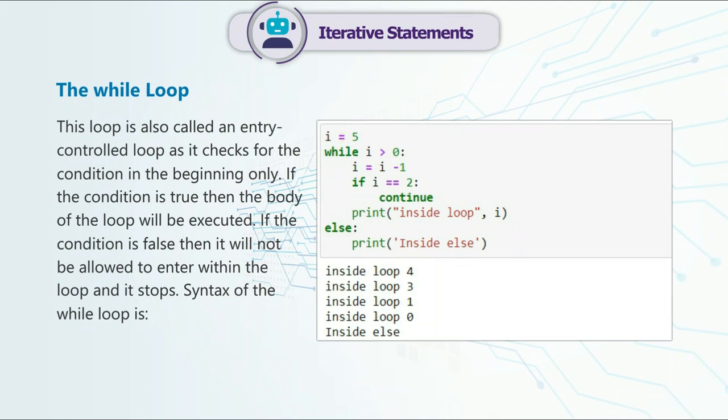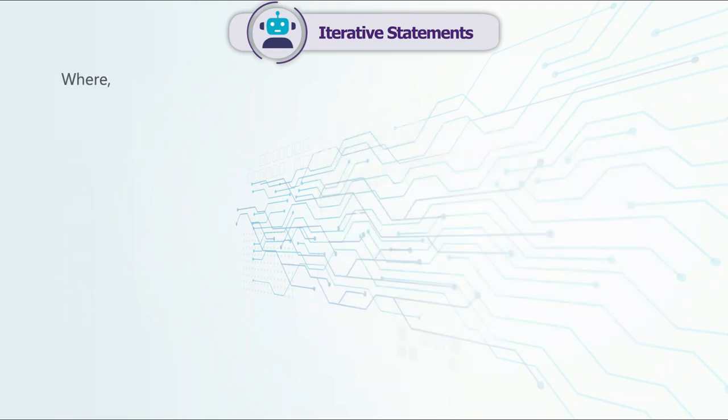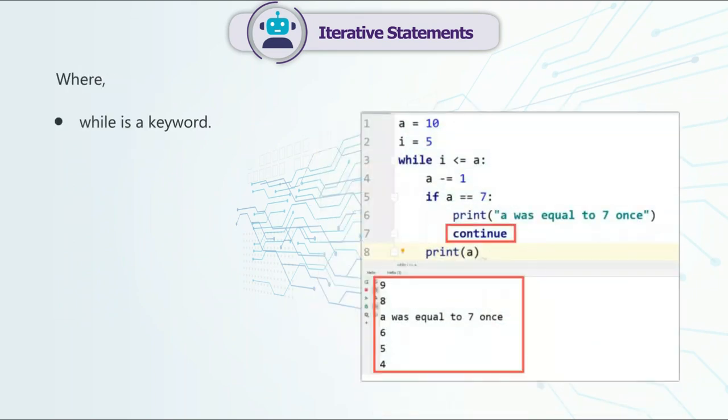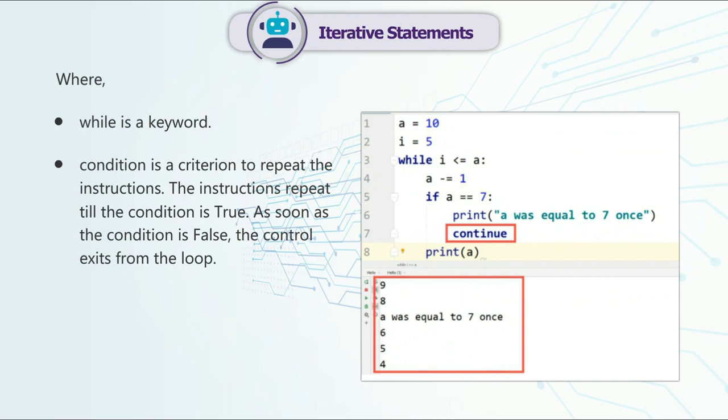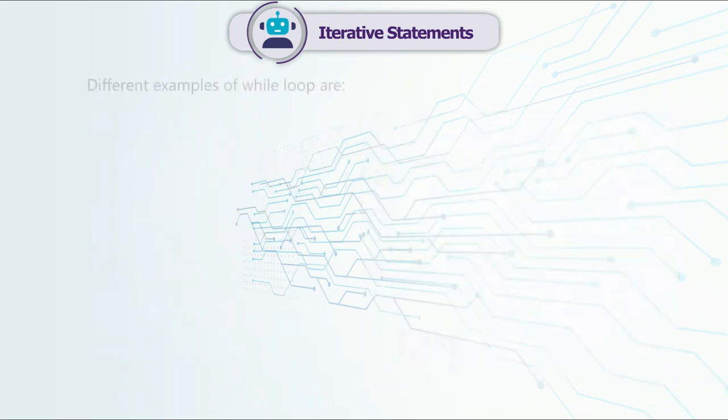The syntax of the while loop is while condition: statements, where while is a keyword. Condition is a criterion to repeat the instructions. The instructions repeat till the condition is true. As soon as the condition is false, the control exits from the loop. Statements are always indented, can be single or a block, and are repeated till the condition is true.